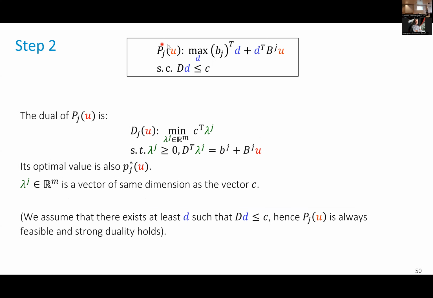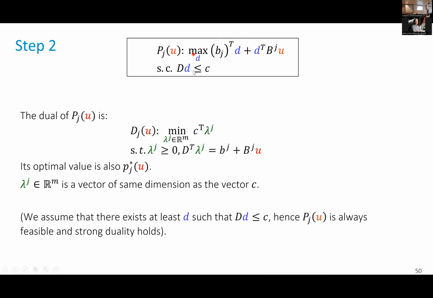Now I'm looking at this optimization problem I have to solve. I want to get rid of somehow the P star here. P star is the optimal value of this optimization problem here. Now I will look at the dual of this one. As I announced, we will use duality as a major trick here.